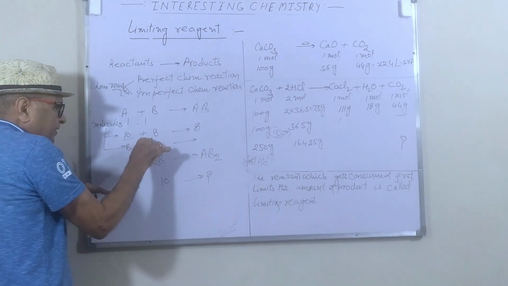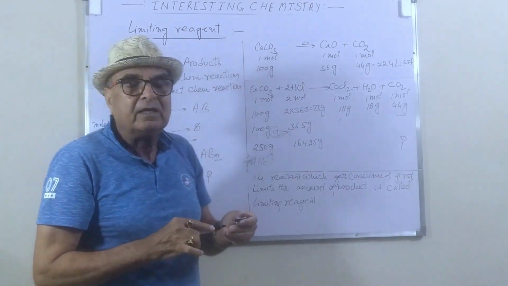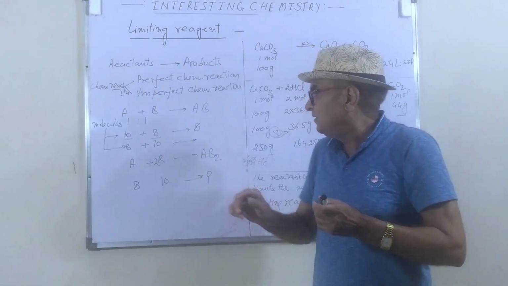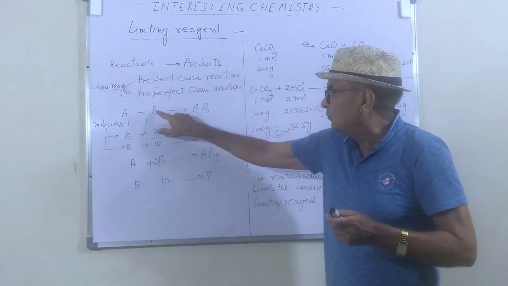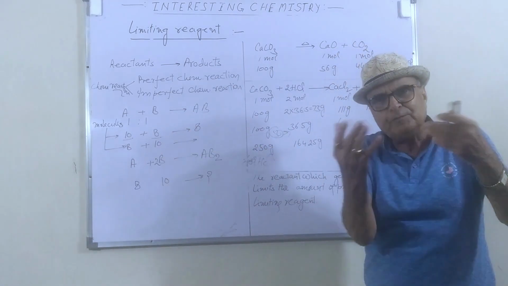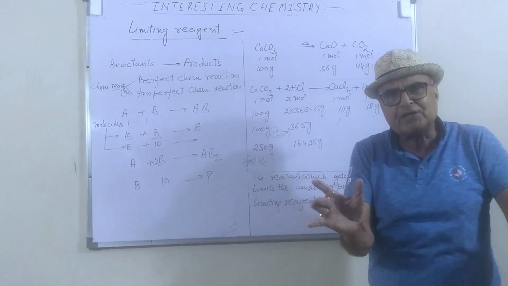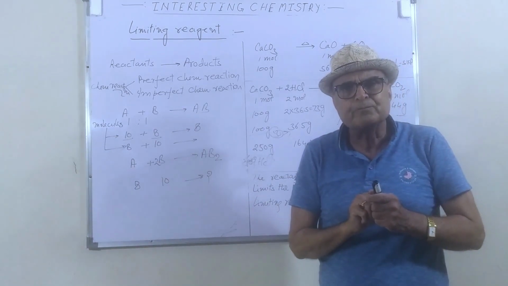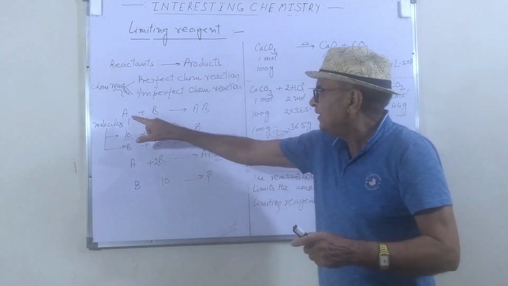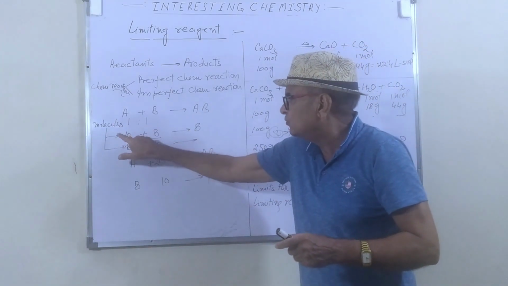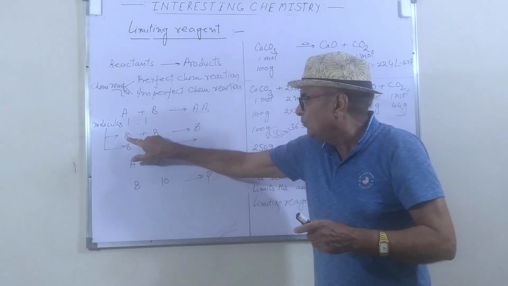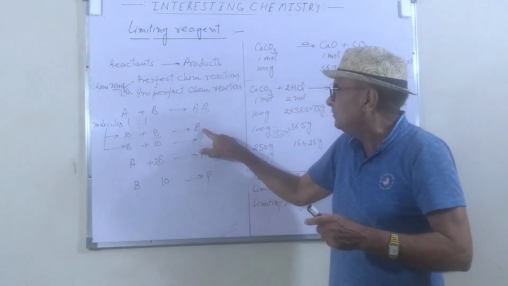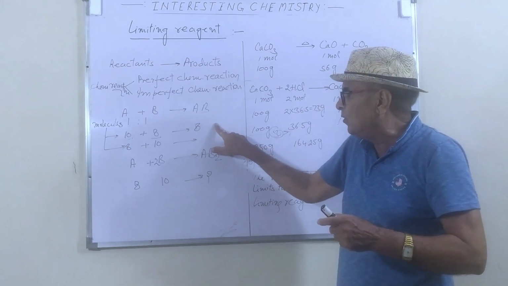So again here, after consuming the 8 molecules of B, the reaction will stop. No further reaction will take place. And 2 molecules of A are left unreacted. Only 8 molecules will take part in this reaction, and 8 molecules of AB will be formed.